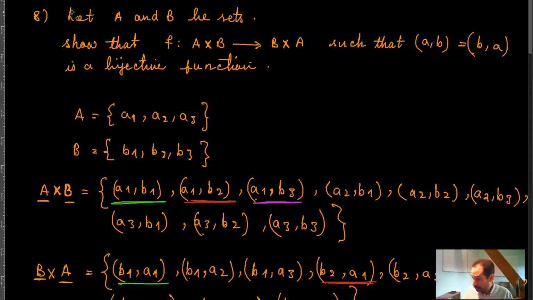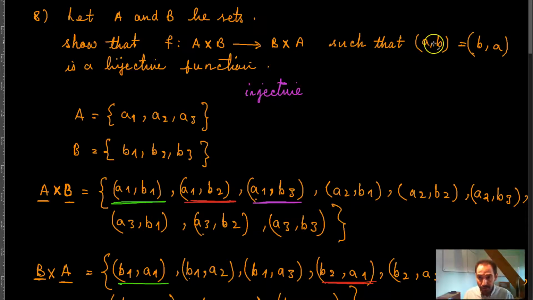Okay, so basically in this situation you can see that, first of all, in order to show that f is injective, f is injective means that every distinct element of the domain has a distinct element of the range of the function as its image.